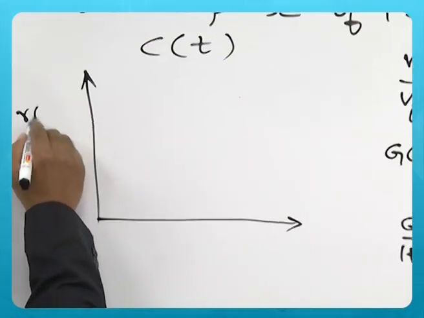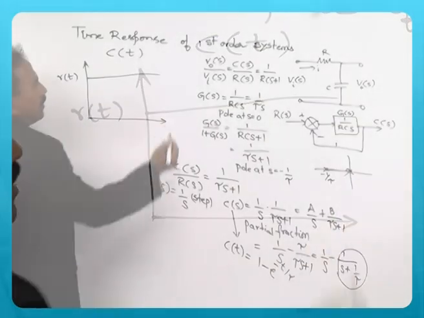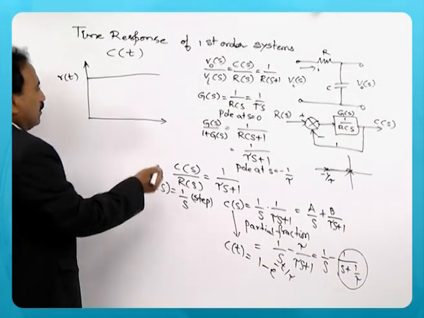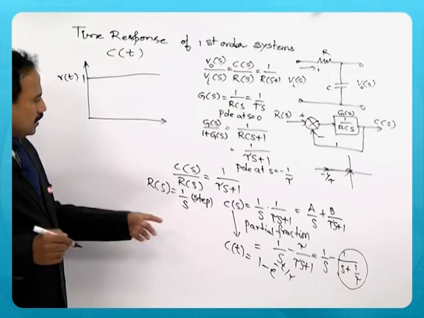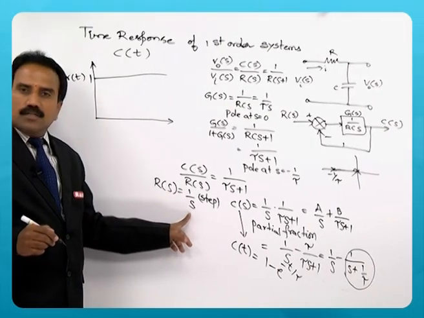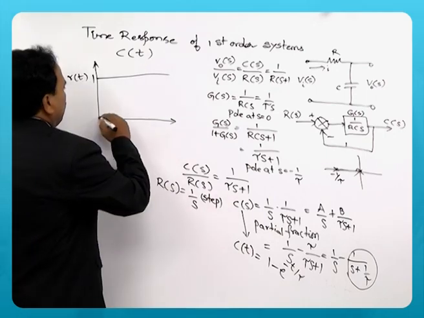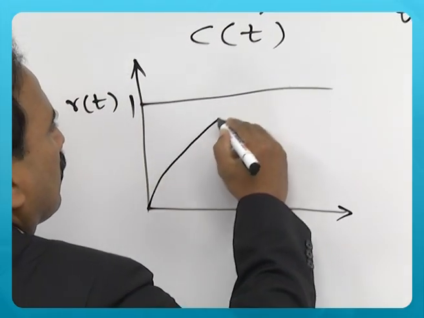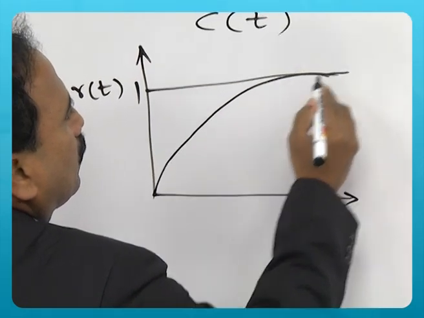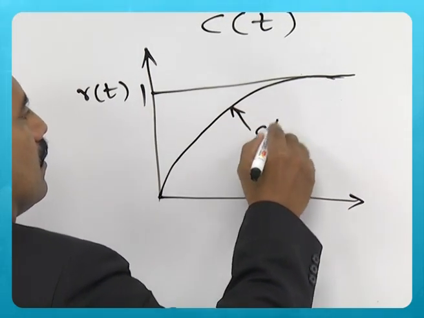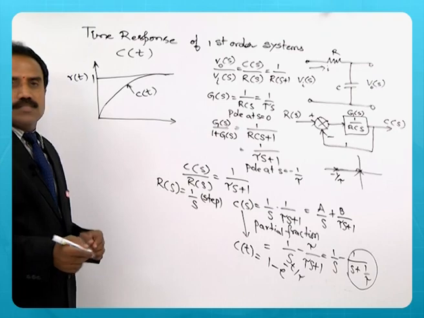You can see now that r of t is 1, because the Laplace transform of a unit step, R of s, is 1 by s. So, you get C of t this way.